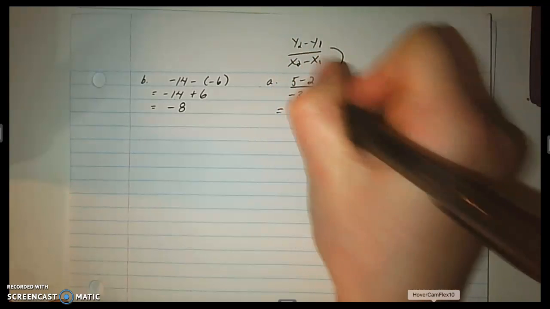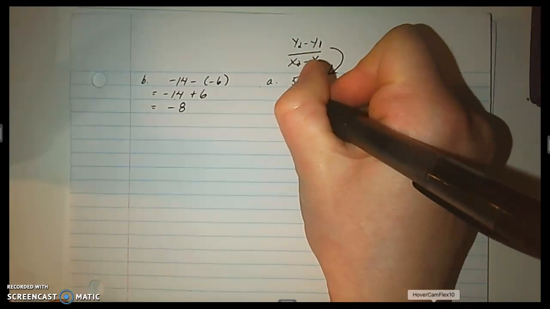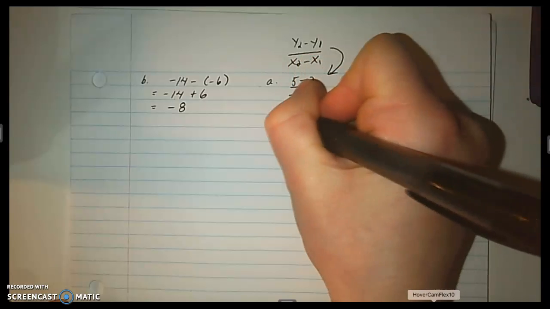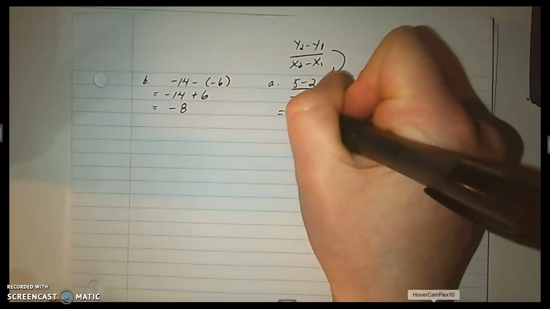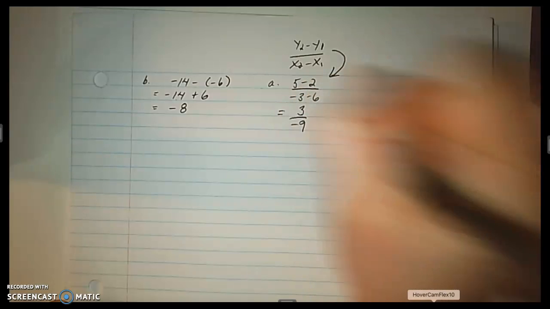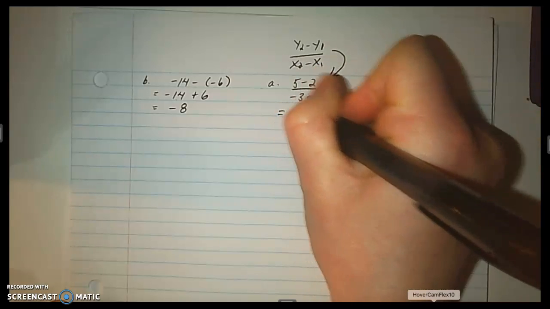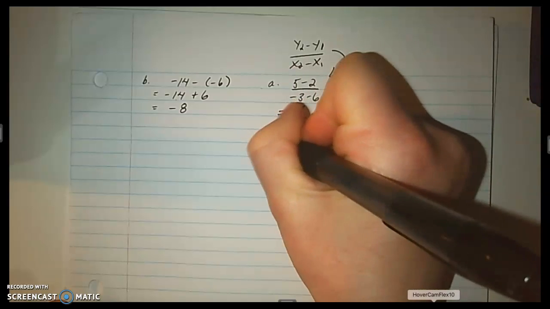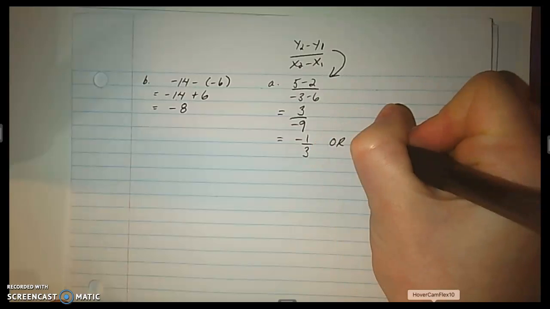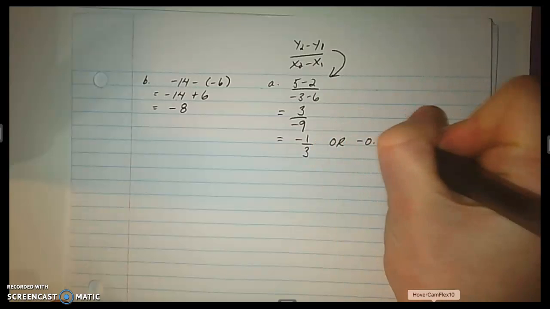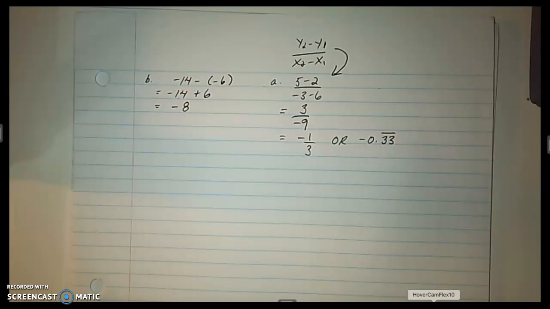Okay, so 5 minus 2 is 3, and -3 minus 6 is -9. And then I could simplify that. I don't care that much if you do, but I could simplify that. 3 over -9 is the same as -1 over 3. Or if you put it in your calculator, you would get -0.33 repeating.